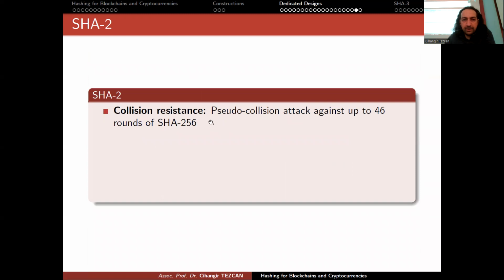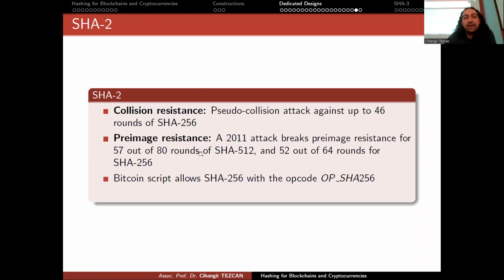And currently the best pseudo-collision attacks break 46 rounds. So there isn't a full attack yet. And again, preimage resistance is good. A 2011 attack breaks preimage resistance for 57 out of 80 rounds of SHA-512 and 52 out of 64 rounds for SHA-256. So this is why we trust SHA-2. Nobody could break it so far.